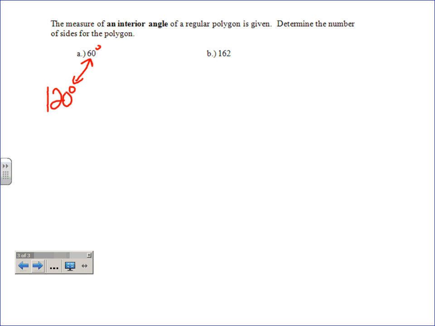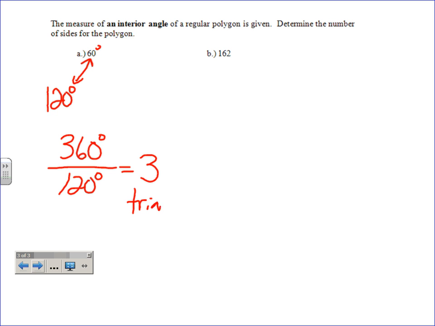And so if 120 degrees is your exterior, well, take 360, which is all the exteriors, and divide by one of them. Because remember, they all have to be the same. Divide by one of them, and what are we looking at? A triangle. Very good. And a very particular type of triangle. Equilateral and equal angular. Yep. So it is a triangle, or it has 3 sides.